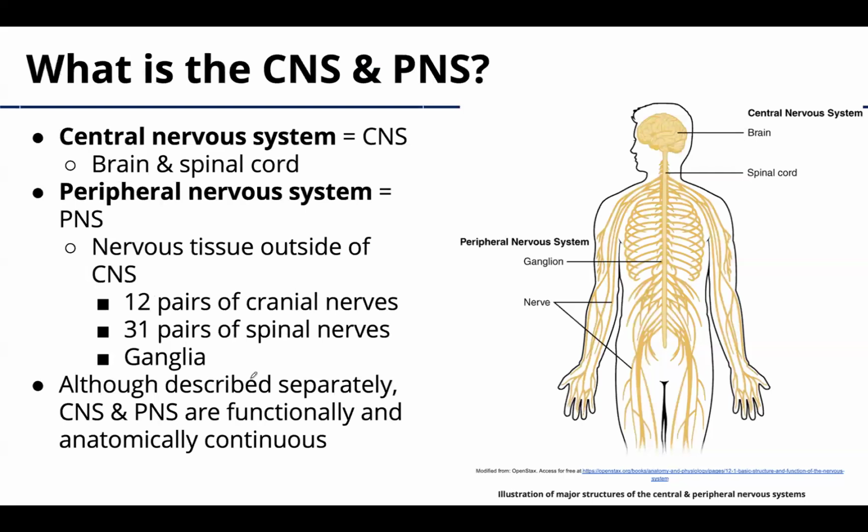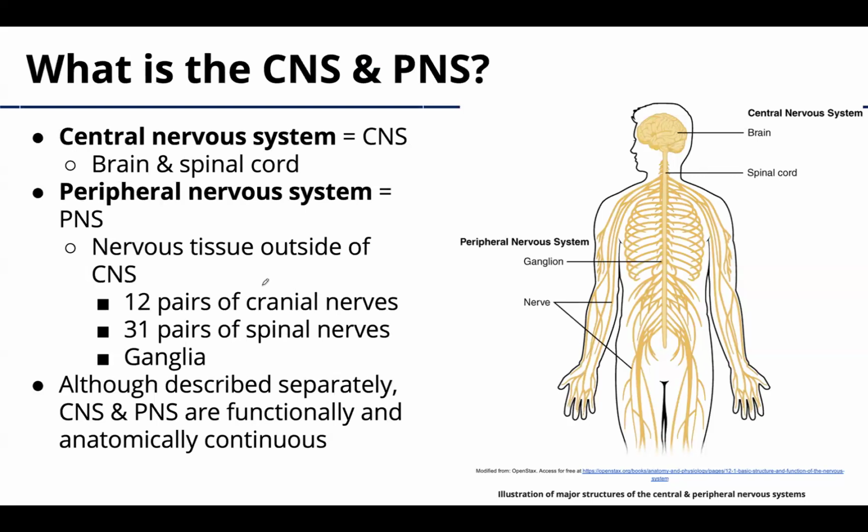Let's jump right in and distinguish the CNS from the PNS. The central nervous system is simply the brain and the spinal cord. They're the integration centers, the coordinators of the incoming and outgoing signals. The peripheral nervous system is the nervous tissue outside of the CNS, so anything nervous that isn't the brain or spinal cord.